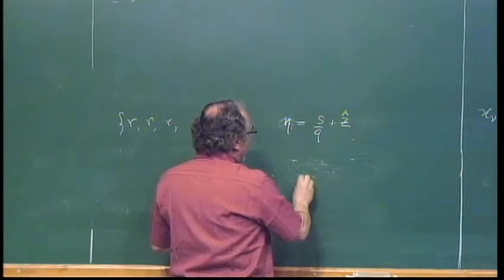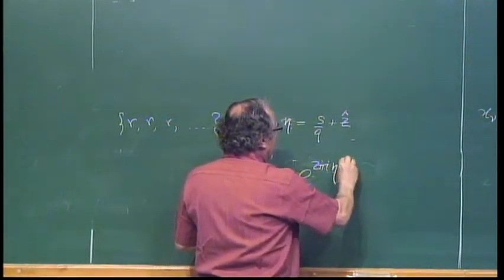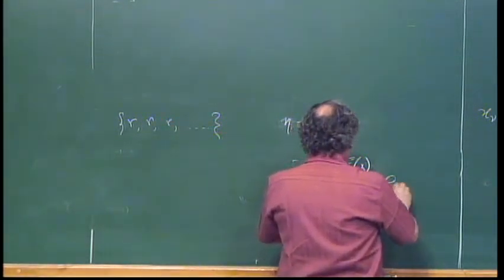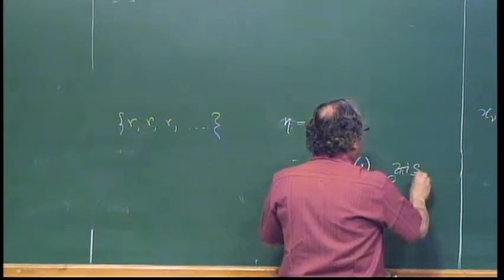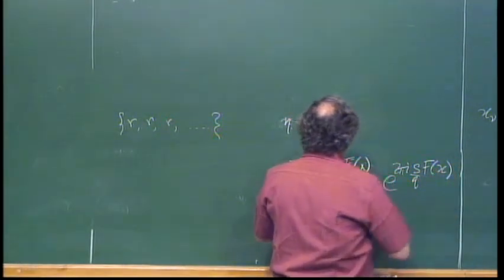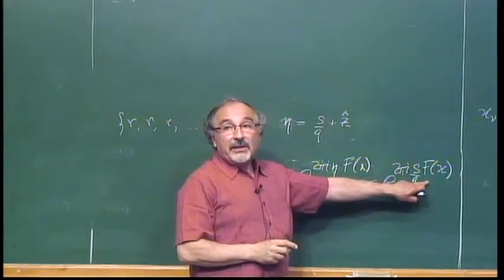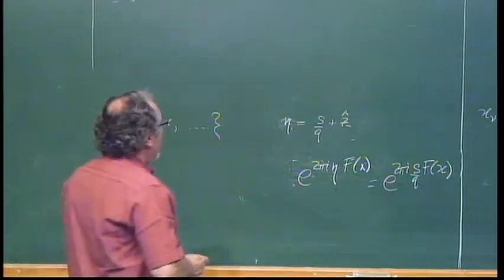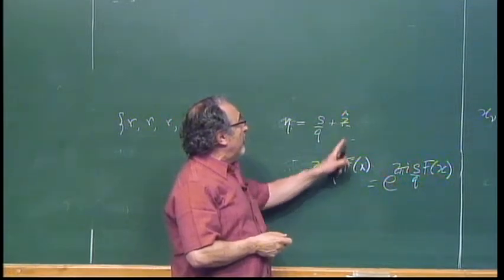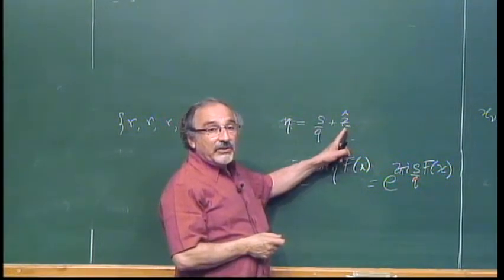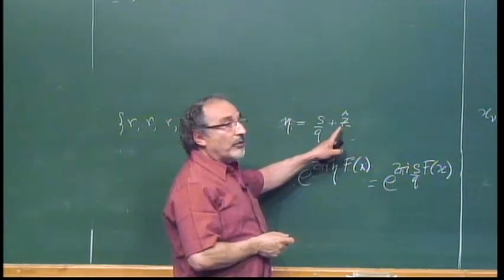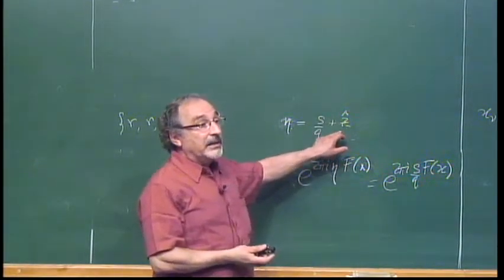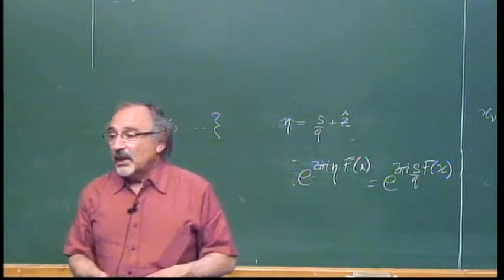Eta is this. E to the 2 pi i eta f of x is e to the 2 pi i s over q f of x, because putting an integer here makes no difference, because f is an integer and you have e to the 2 pi i. Okay. And the only thing that might worry you, that's certainly true if z is finite. If z is an infinite integer, if z is an adic integer, then it's still true because we can think of a sequence of finite integers that approximate z, and it's true for each of them. Okay, so that's actually true.